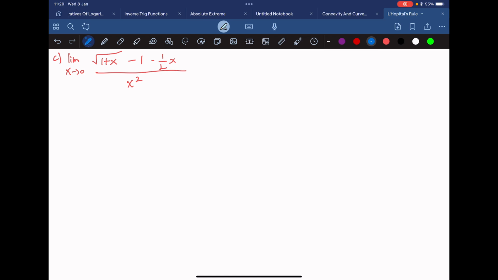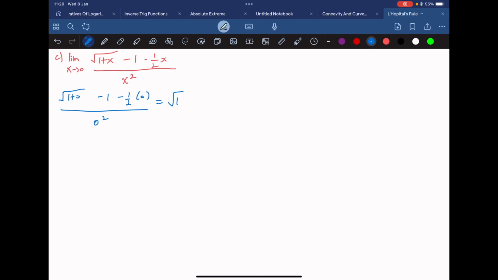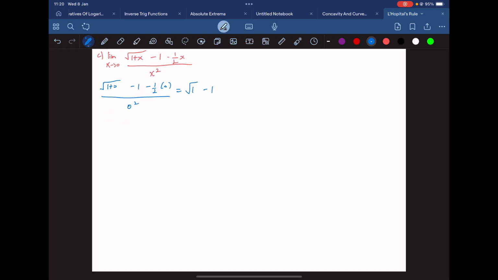So as before, we always put in the value. So we have (1 + 0)^(1/2) − 1 − 0/2 over 0 squared. If we do that, we have the square root of 1 + 0, which is 1, minus 1, minus 0, over 0. The square root of 1 is 1, so 1 minus 1, we have 0 over 0. We can use this indeterminate form.